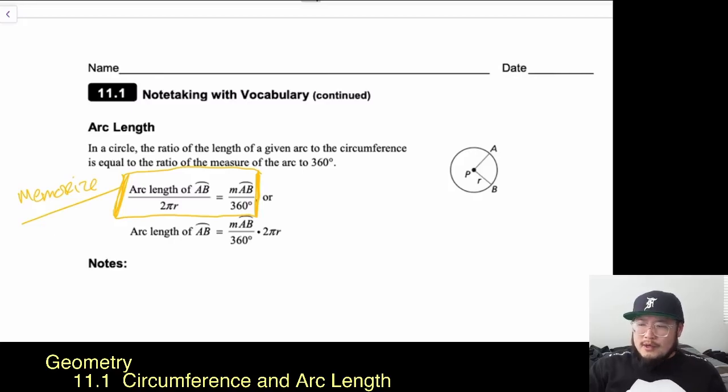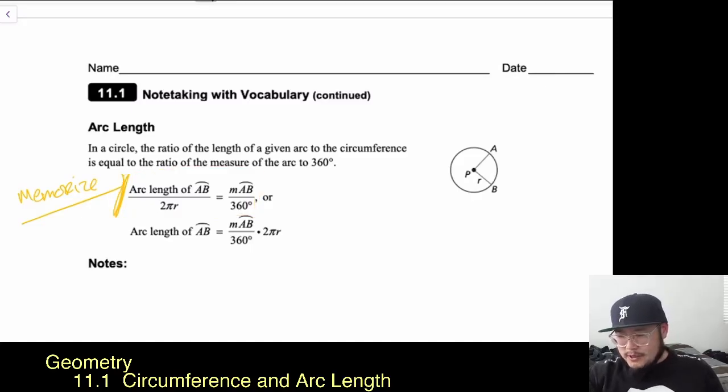One thing to keep note of as you try to memorize this is that on the left side right here, we talk about length. Over here on the right side, we have degrees or angles. So that might be one thing to keep an eye on to help you remember what to put on each side of this equation.